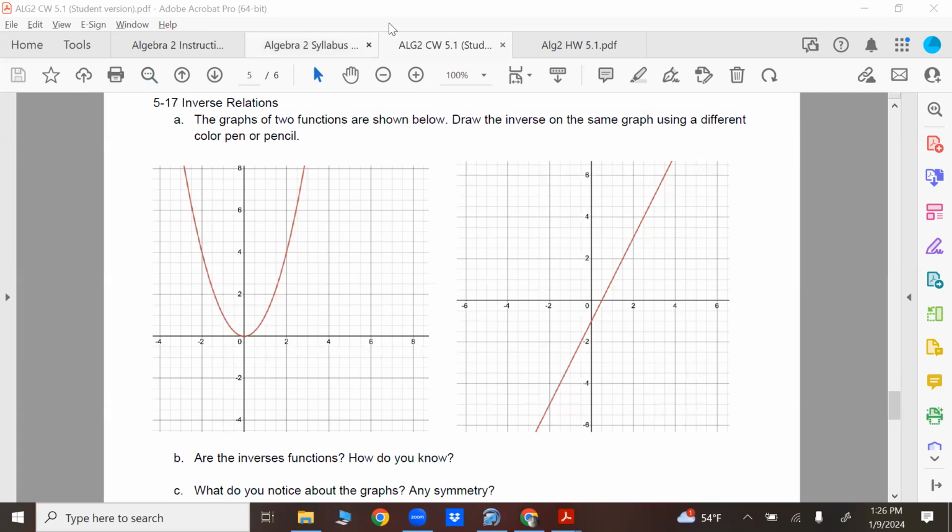Here's what I would do. Right now everything's in red for the original, so the original will be in red, and the inverse will be green. Okay, so let's make a table for each of these here. I'm going to keep it kind of simple.